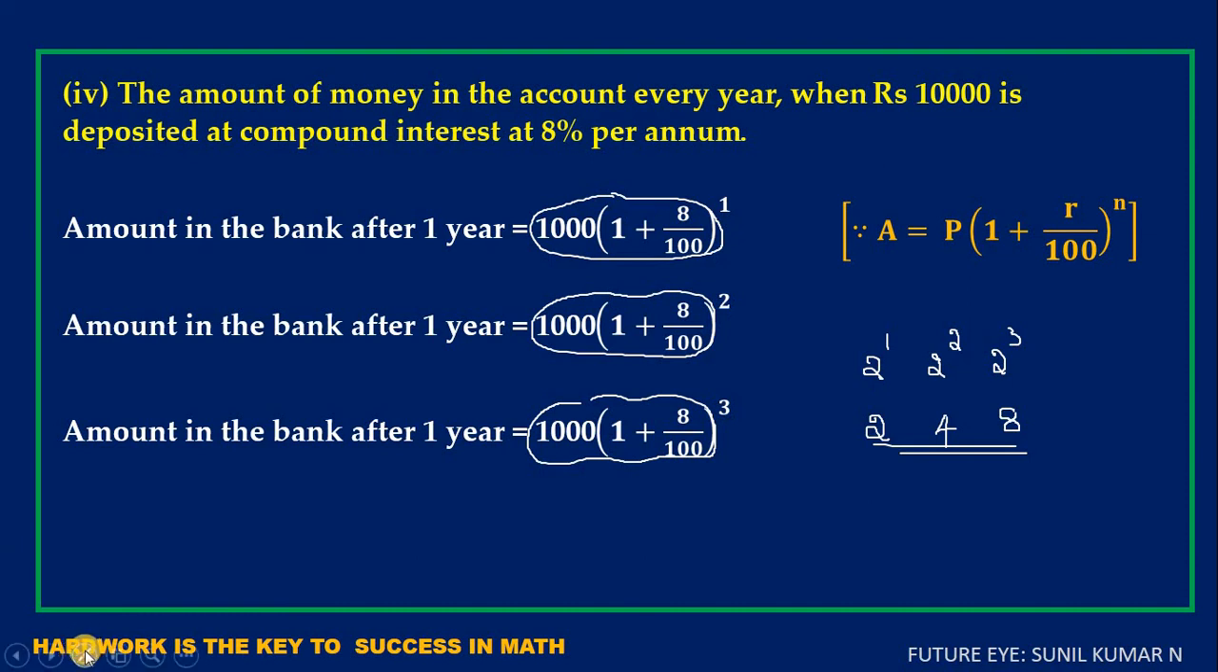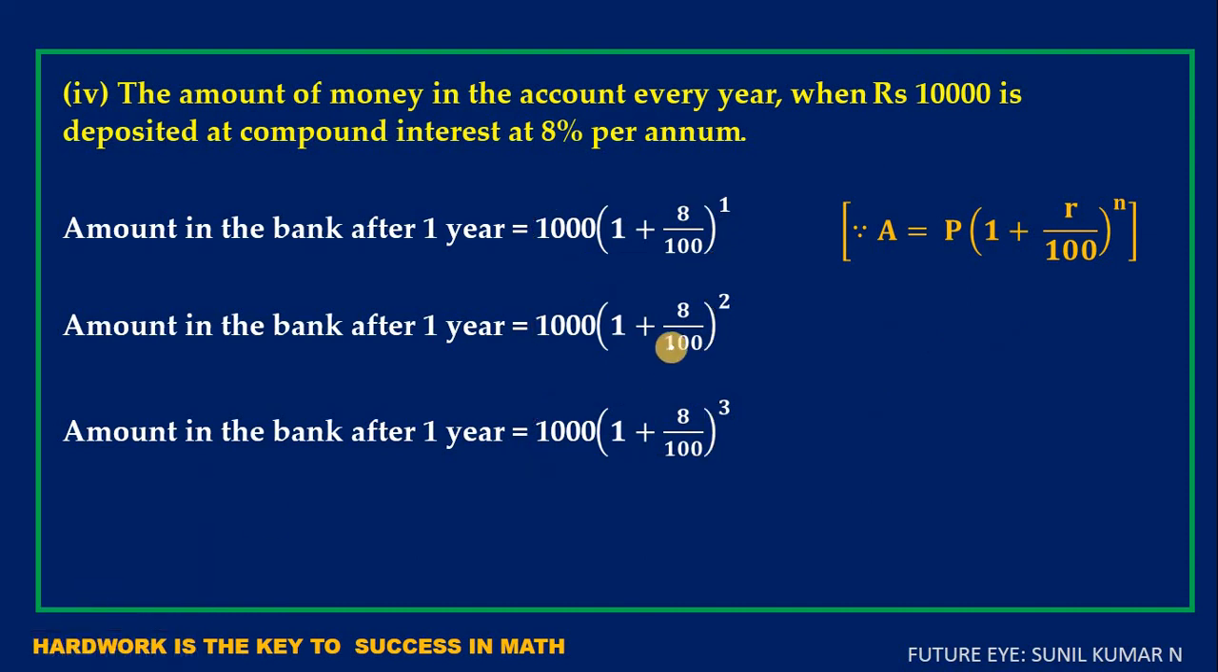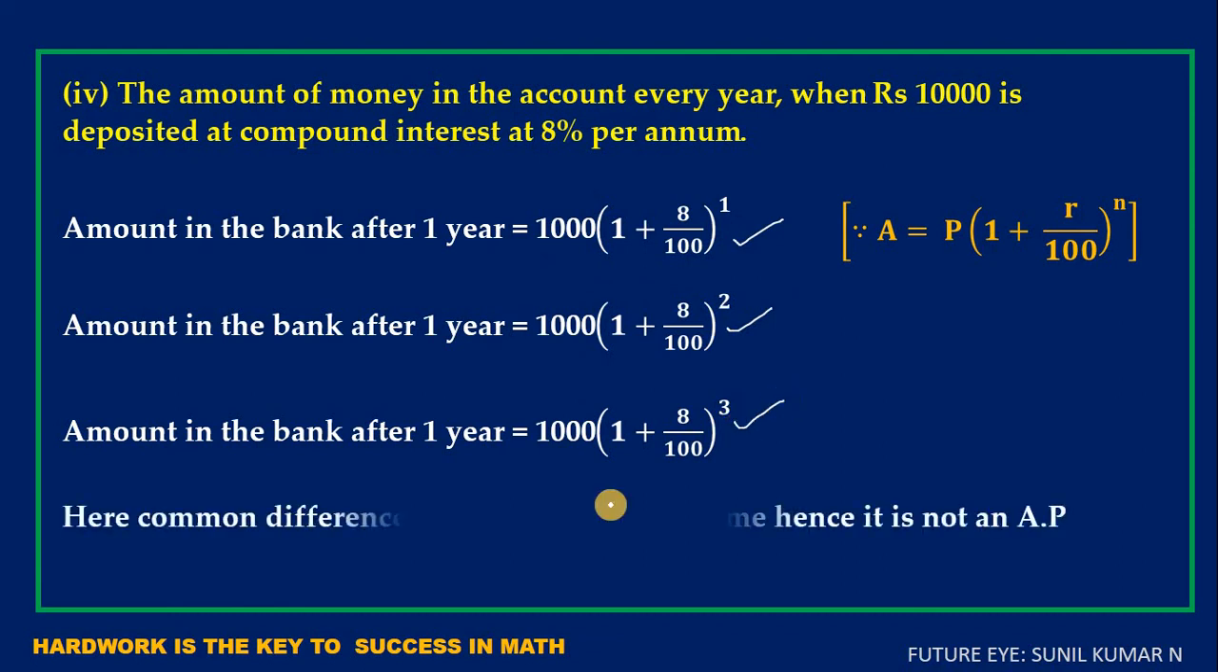So, what we wanted to conclude here is, for this, the common difference will not be same. Hence, directly we can go like this. Here the common difference will never be same. Hence, it is not an AP. It means this problem is not an example for an AP. See, just by looking at the compound interest only you can say it is not an example for an AP.